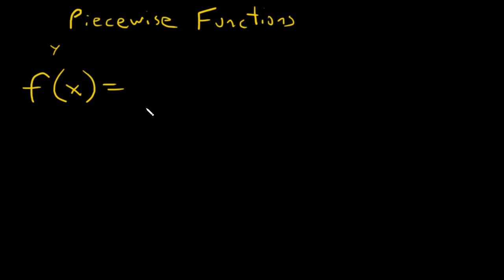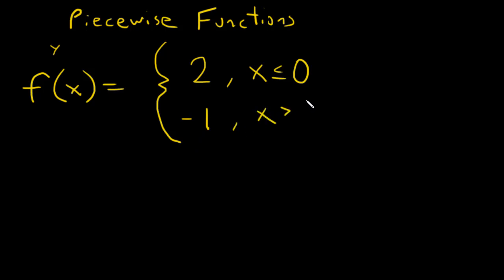So we start off with f of x equals, and then we do a curly brace, if I can actually do this. Whew, for a second I couldn't draw it. And then we have two functions that are defined, or more, but we'll start with two. 2, comma, x less than or equal to 0, and negative 1, x greater than 0. Okay, it looks really complicated, but it's not.